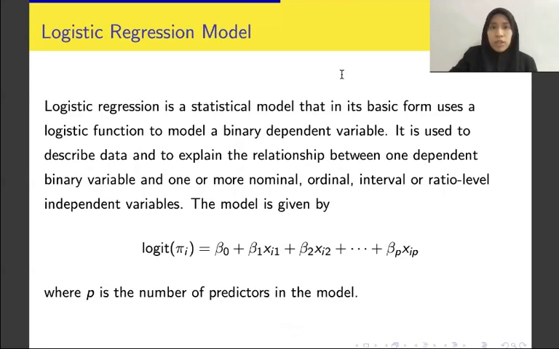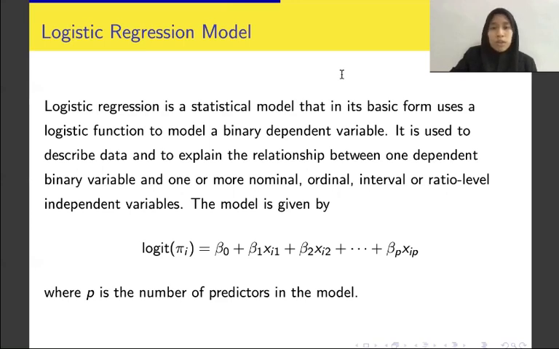A logistic regression model is a statistical model that in its basic form uses a logistic function to model a binary dependent variable. It is used to describe data and to explain the relationship between one dependent binary variable, that is the employment, because we have employed and unemployed levels, and one or more nominal, ordinal, interval, or ratio level independent variables. It can be categorical, continuous, or both as independent variables.